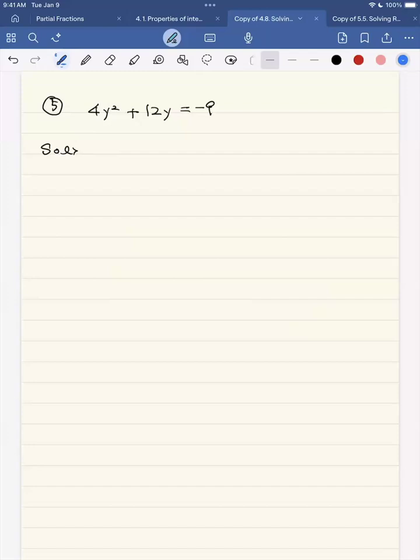In the next problem, we want to solve 4y squared plus 12y equals minus 9. To solve the problem, we have to factor the quadratic polynomial. So we have to add 9 on both sides so that we can make the right side 0. This time, the number in front of y squared is not 1, it is 4.